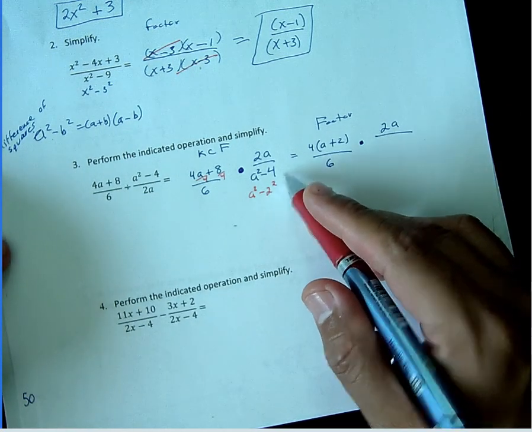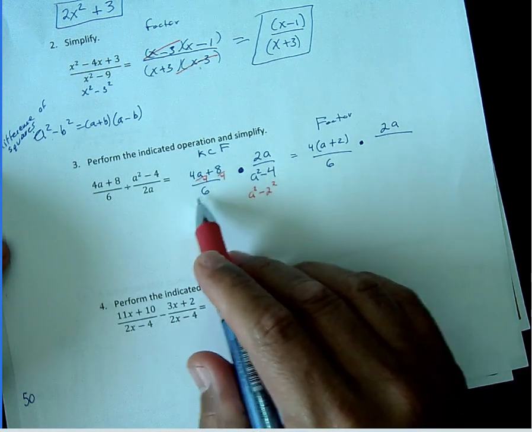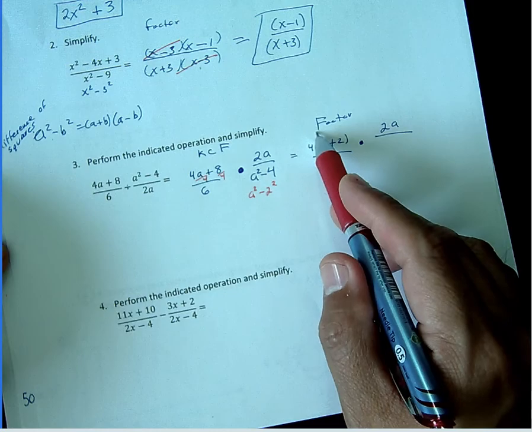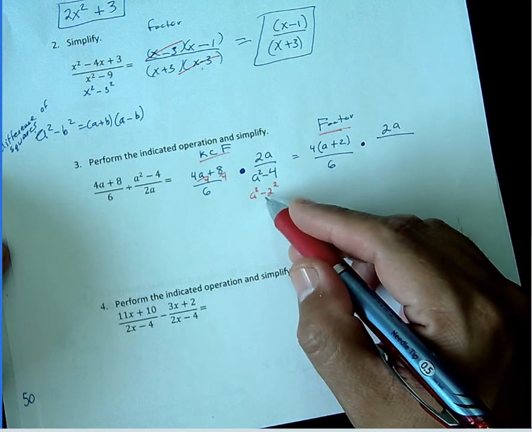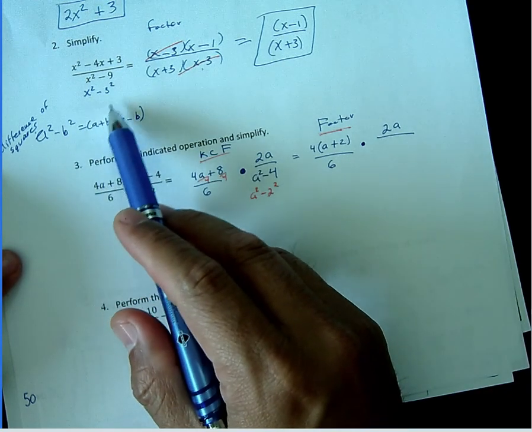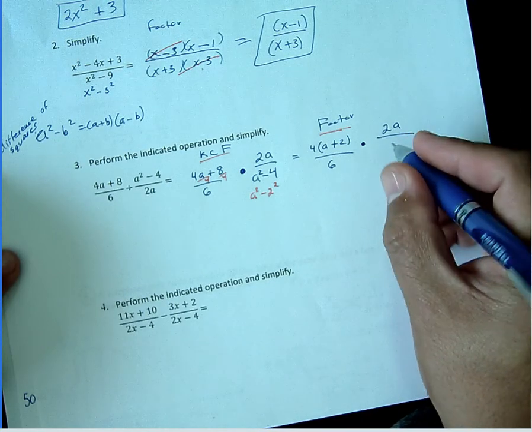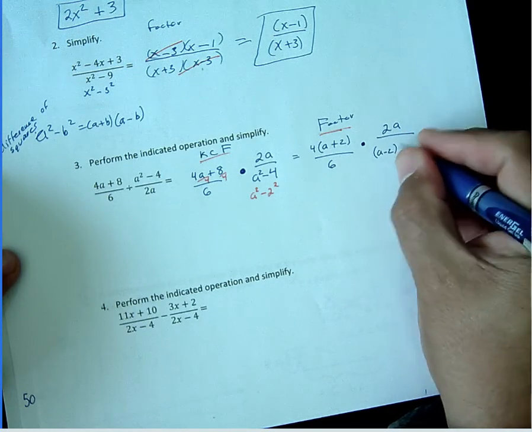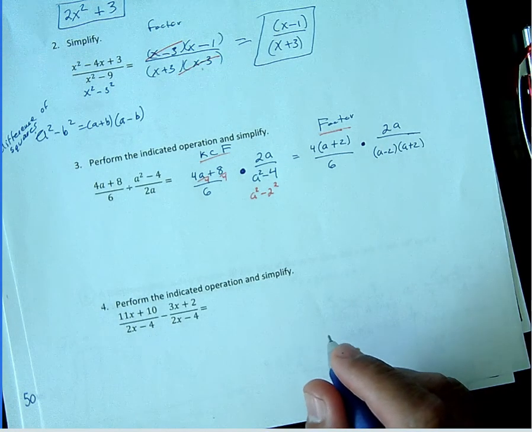So we were saying, we KCF this one: keep, change this to multiplication, flip this, and then here we were going to factor. We GCF 4 from here. That one stays. This is a difference of squares like this one on the top. So this would be a minus 2 and a plus 2. So that's how you factor that one.